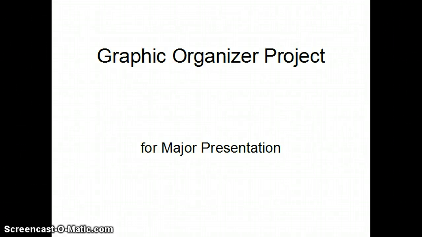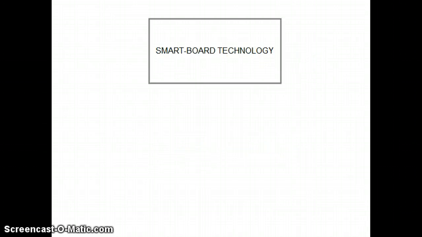This first slide is the layout of the graphic organizer project for the major presentation. The second slide is basically about what my research topic is going to be. I chose my research topic to be smartboard technology, and the reason being because smartboards are actually one of the latest technology trends in the classroom setting, despite the cost.